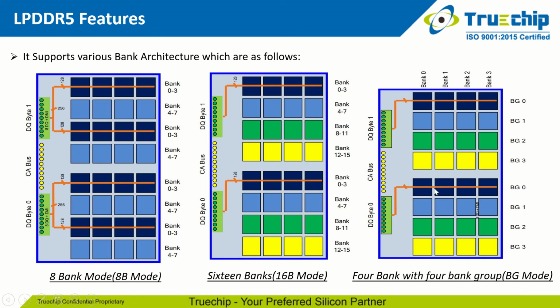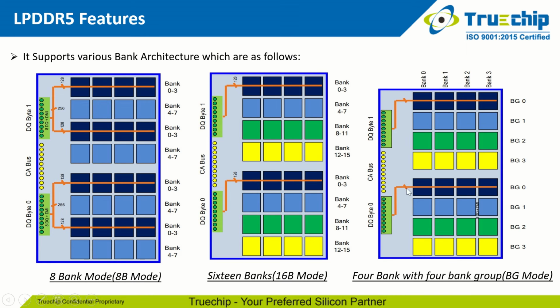Bank group mode, which consists of 4 banks and 4 bank groups and supports both bus lengths of 16 and 32. Along with that, bank group mode supports both 2:1 and 4:1 WCK to CK ratio, which we will discuss in upcoming slides. It supports a maximum data rate of 6400 Mbps. Only bank group mode can support burst length 32 in interleave fashion in case of 4:1 write clock to clock ratio.